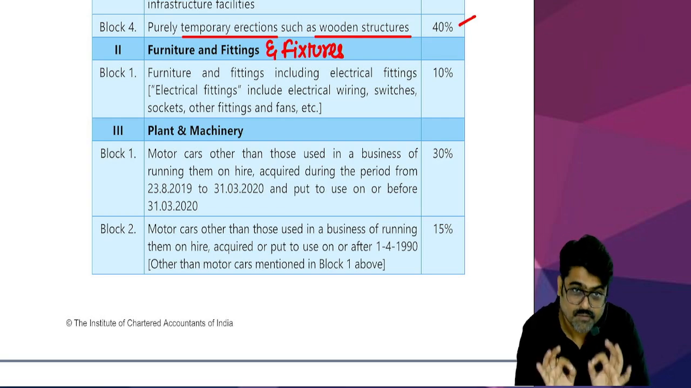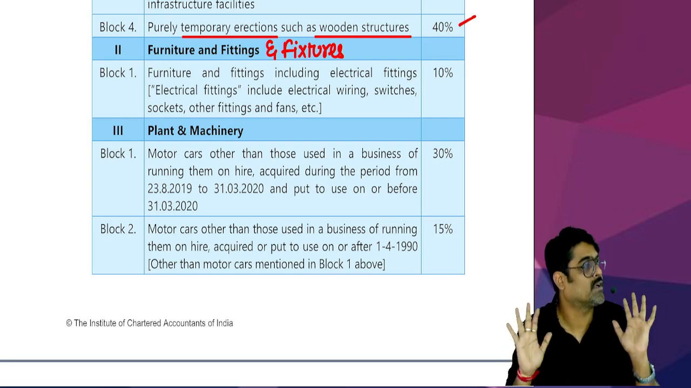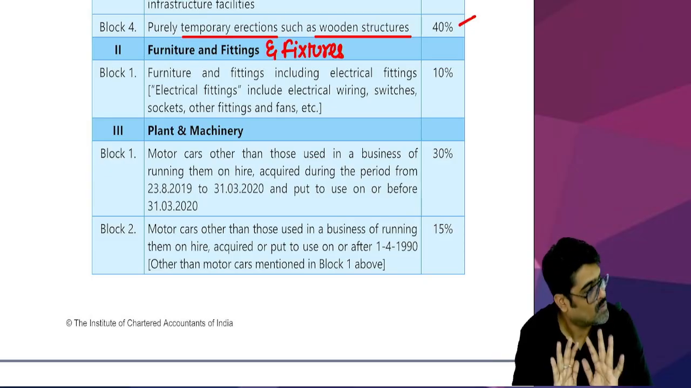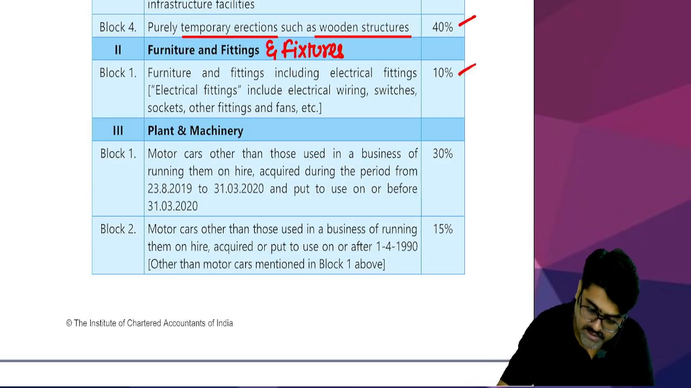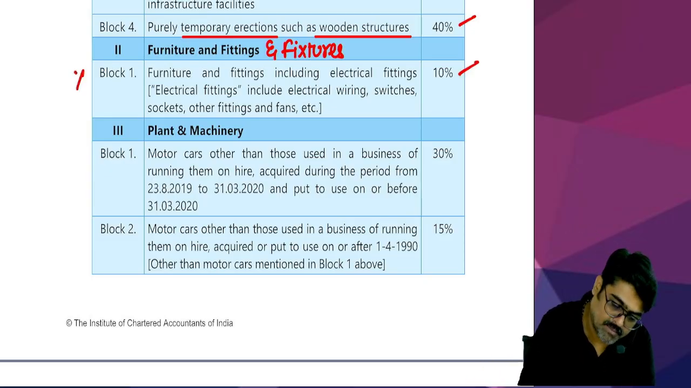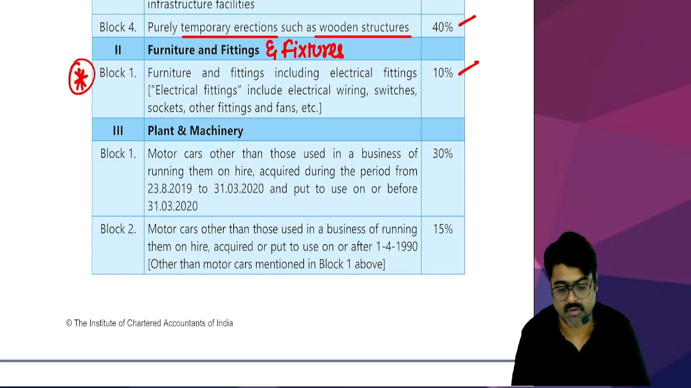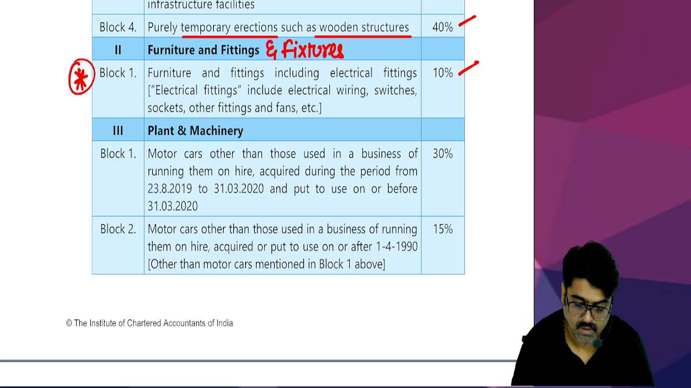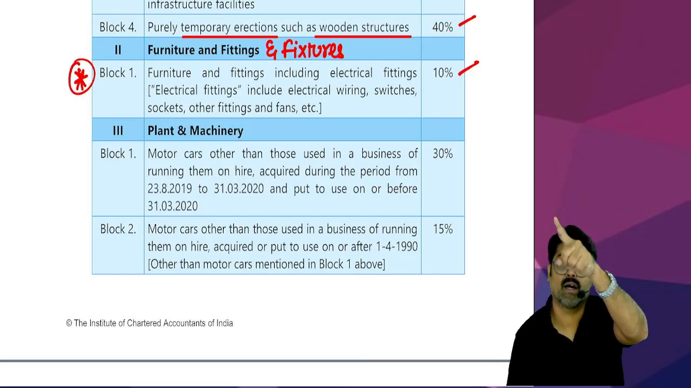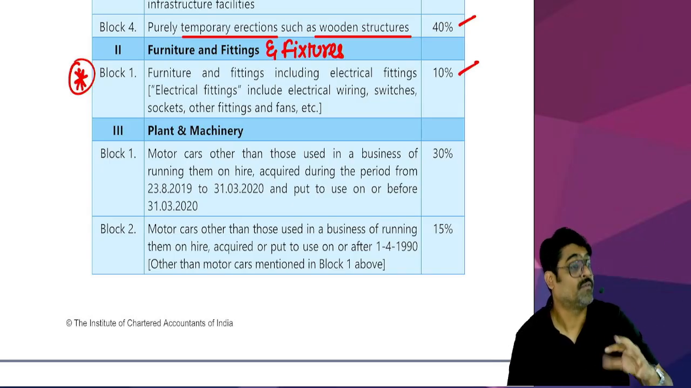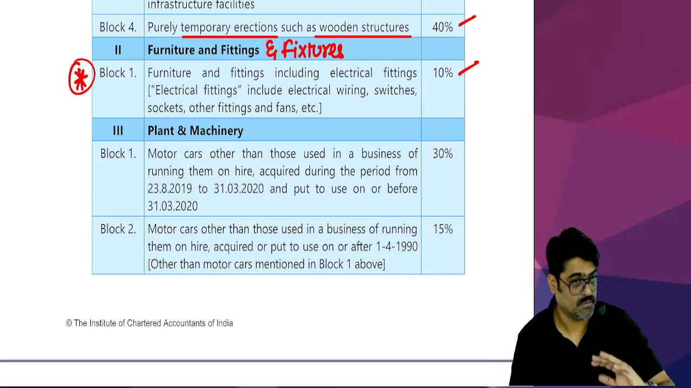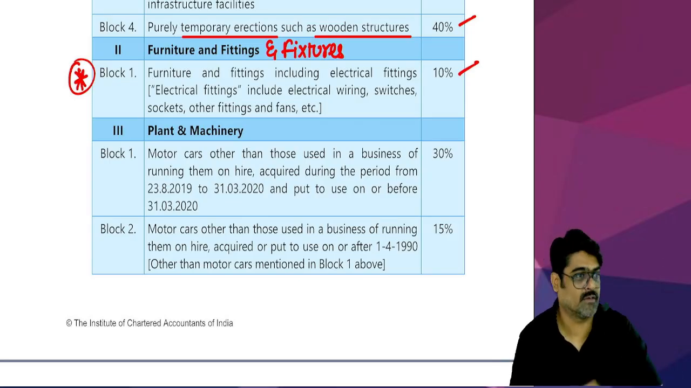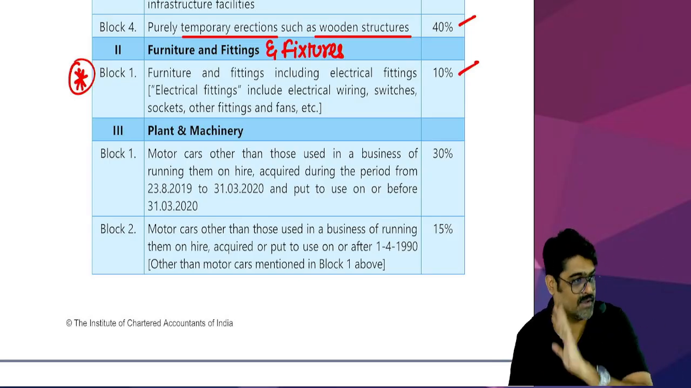Furniture, fittings and fixtures. Everything will be covered under one block, and for that the rate is 10%. Please remember this rate also. Very, very important. The fans are there, these lights are there. These are known as fittings. Furniture and fittings are eligible for the 10% rate.